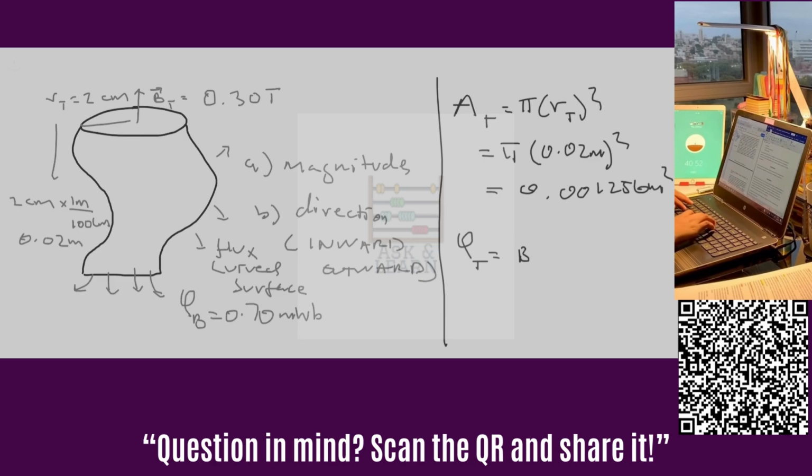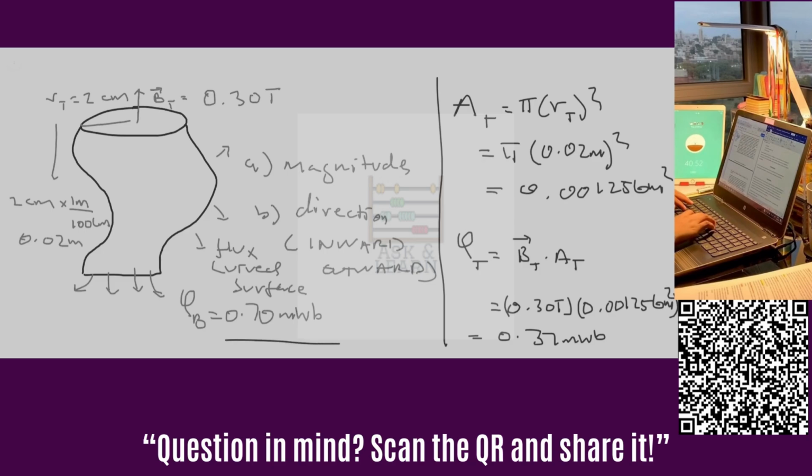And that's equivalent to the magnetic field at the top times the area at the top. So we have 0.30 Teslas times the area that we just found, which is 0.001256 meters squared. And that gives us 0.37 microweber.